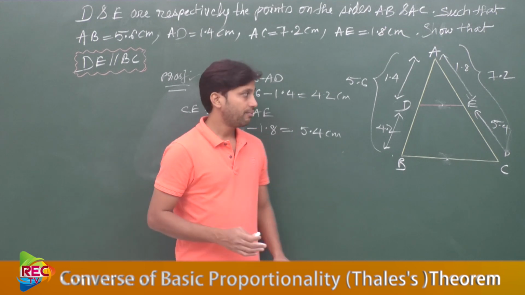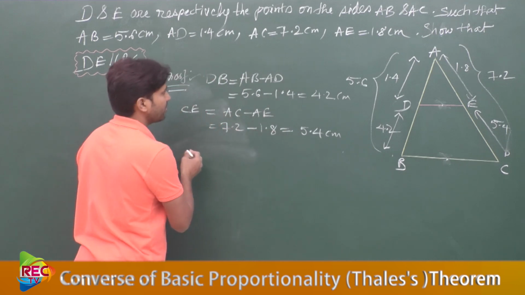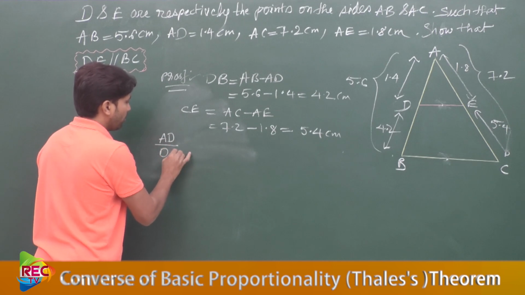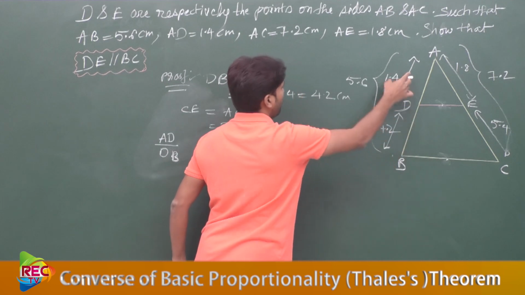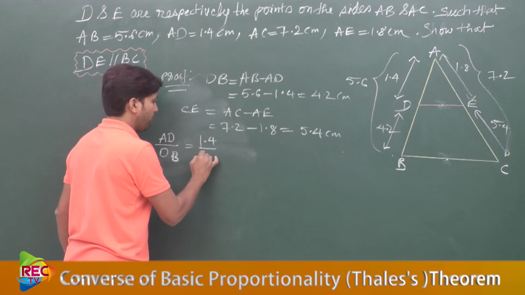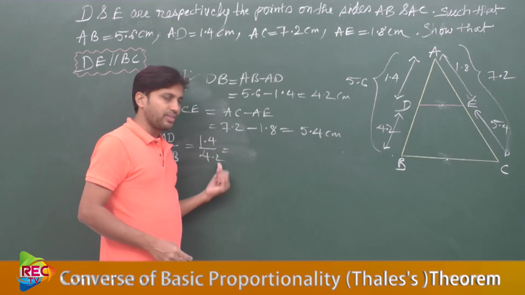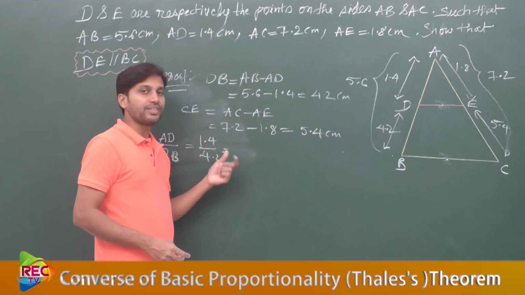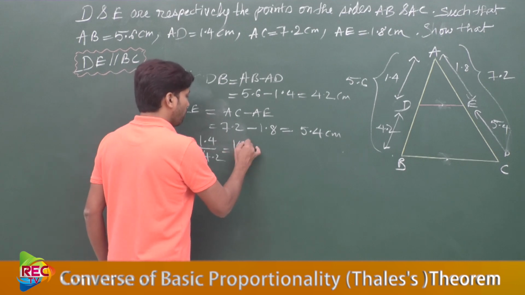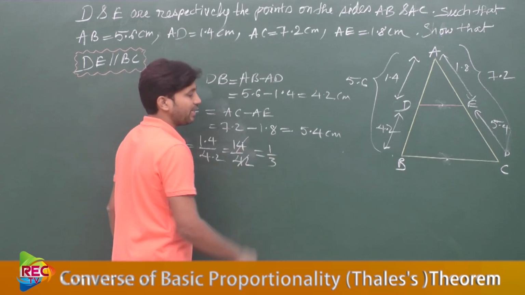Now we need to apply the converse part of basic proportionality theorem. What do we need to check for? Whether the ratio of these two and these two is the same or not. So let us check it. AD by DB. How much is this? 1.4 and 4.2. So 1.4 by 4.2. If you multiply and divide this fraction with 10, then the decimals will be gone. You will get 14 by 42. How much would this be? 14 will cut 3 times, so 1 by 3.